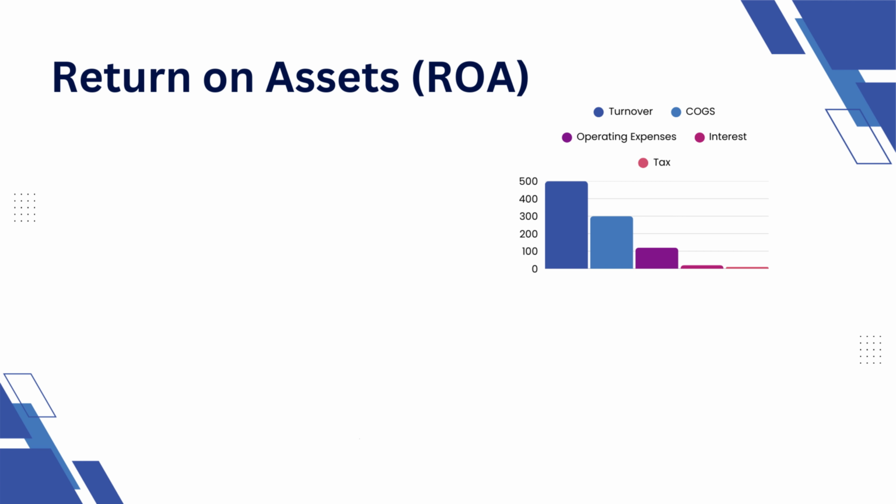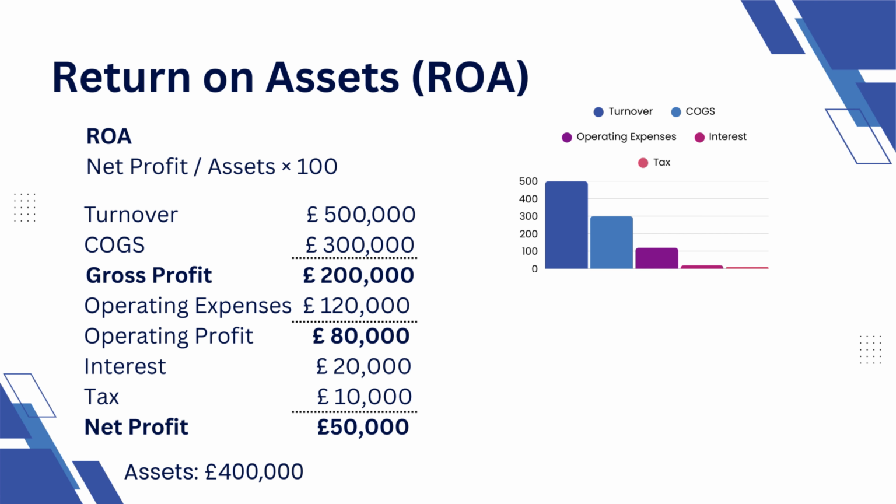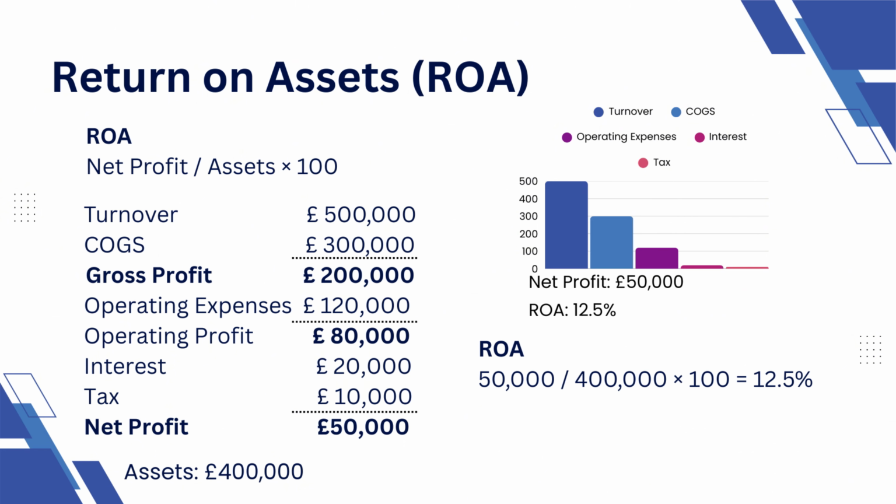Return on assets measures how efficiently the company uses its assets to generate profit. If a company earns £50,000 profit and owns £400,000 in assets, its return on assets is 12.5%. In simple terms, every £1 invested in assets produces 12.5 pence of profit.